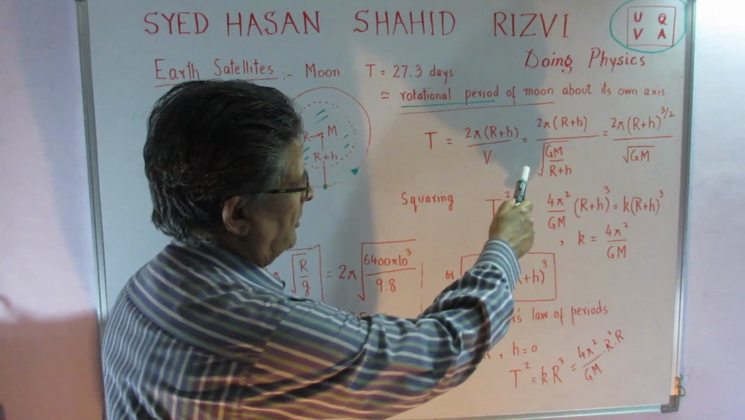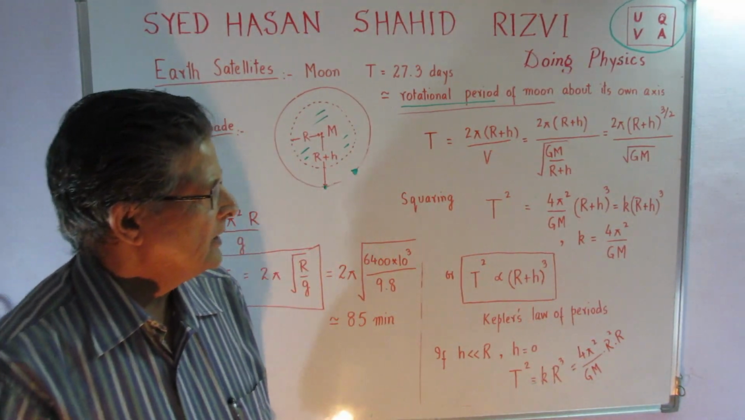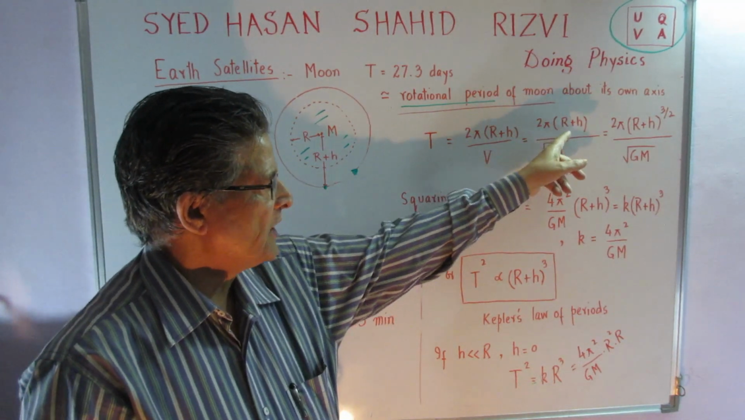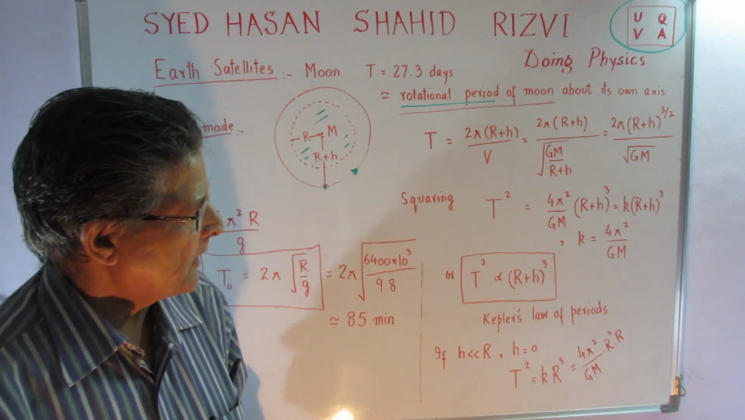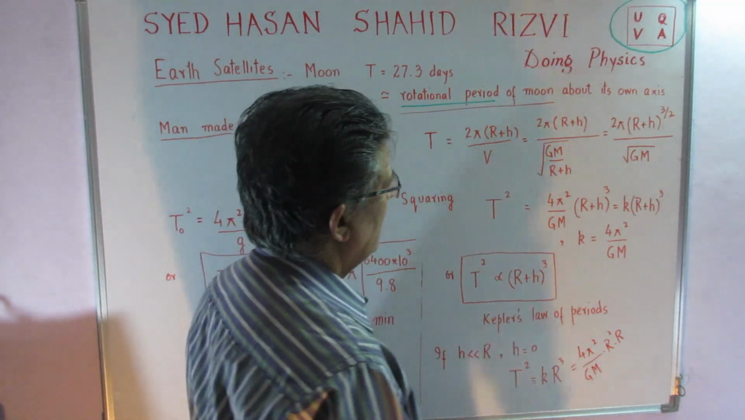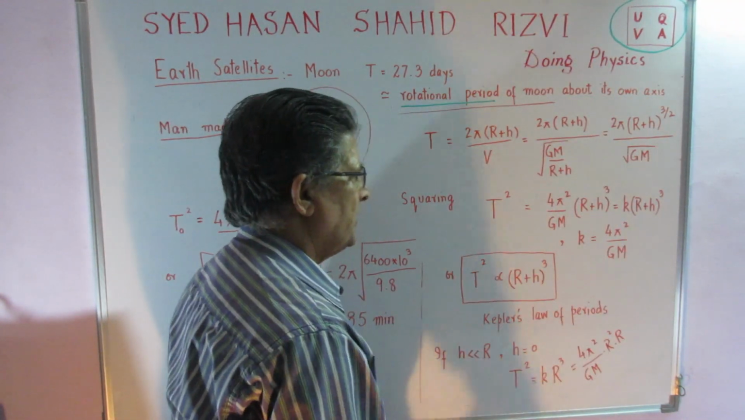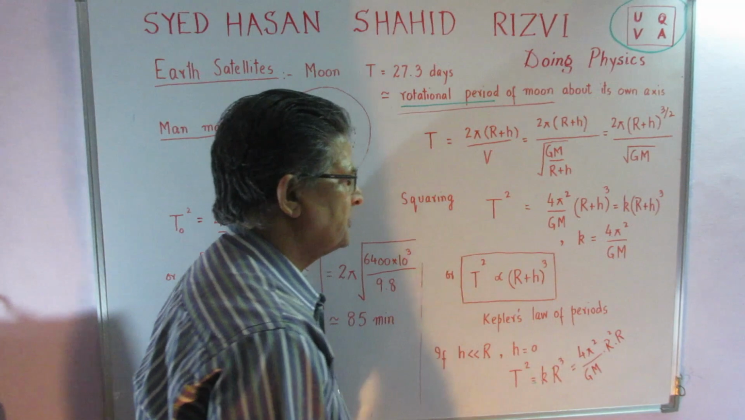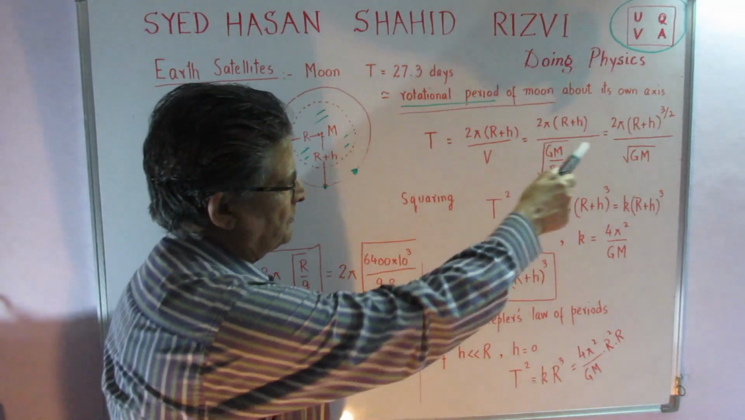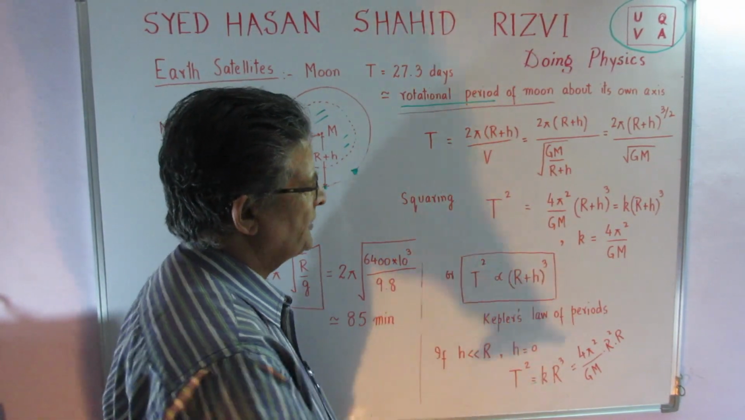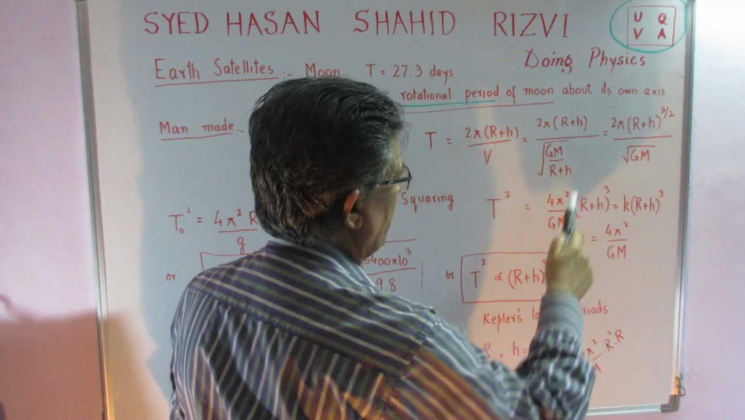The velocity, which we found, the velocity square is equal to GM upon (r plus h), and therefore substituting the values, 2 pi (r plus h) divided by under root of GM upon (r plus h). Now I can take this under root (r plus h) in the numerator, and I get 2 pi (r plus h) raised to the power of 3 by 2 divided by under root GM. So if I square this relation, then I get t square is equal to 4 pi square upon GM into (r plus h) whole cube.